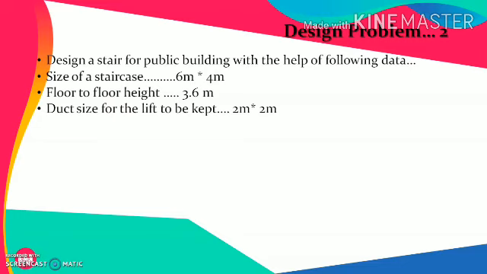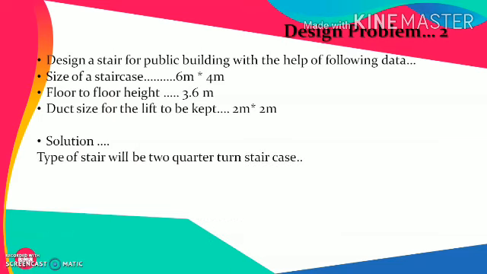So in this case, along with stairs, we need to provide a lift, and for that we need to provide a duct of 2 meter by 2 meter size at the center of the stair. Let's start solving this problem. As at the center we are providing the duct for the lift, the type of stair will be 2/4 turn staircase. So there will be the staircase which is going around the duct. Obviously it will have 3 number of flights.